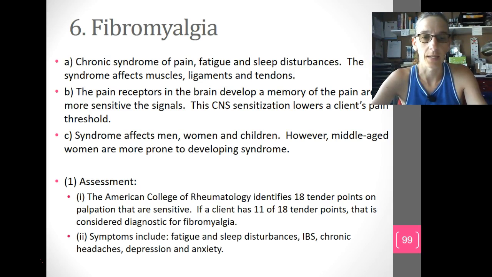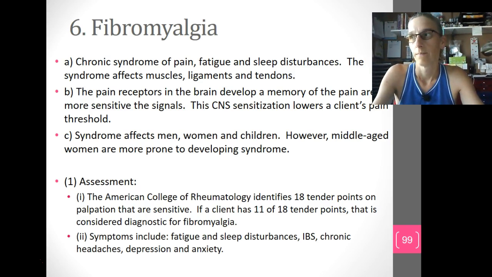For assessment, the American College of Rheumatology identifies 18 tender points on palpation that are sensitive, and if the client has 11 of the 18 tender points, that's considered diagnostic for fibromyalgia. It's usually made by symptoms. There are no specific tests. The testing that they would do for fibromyalgia is basically to rule out other ailments, other complications, and then that's how they'll make the diagnosis. Fibromyalgia usually gets better through the day and worse at night, and also gets worse with weather changes.